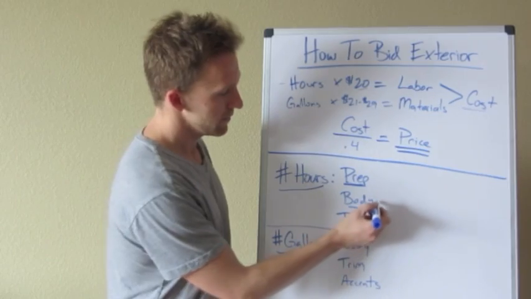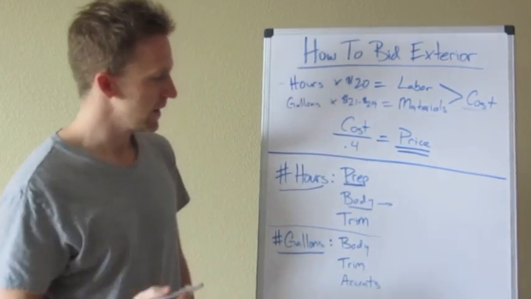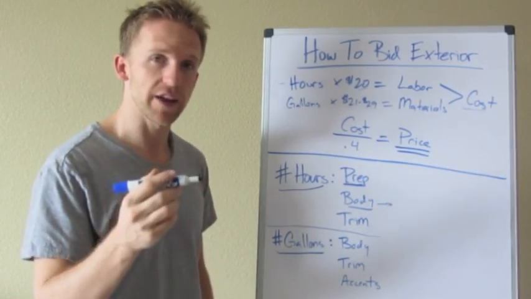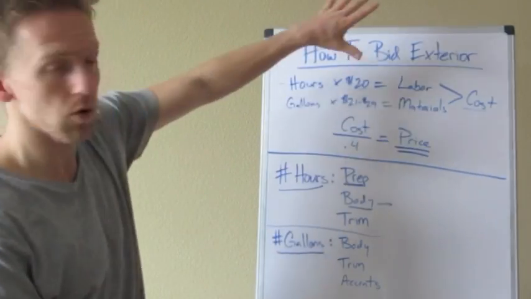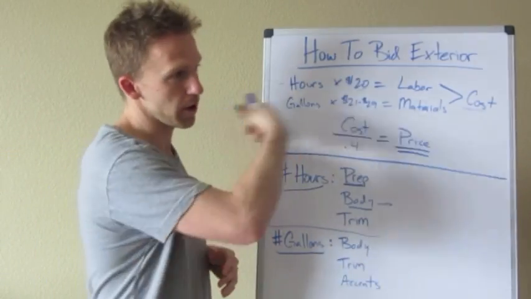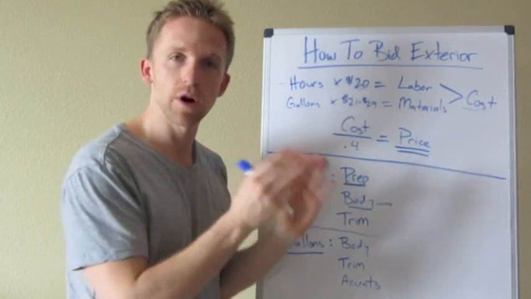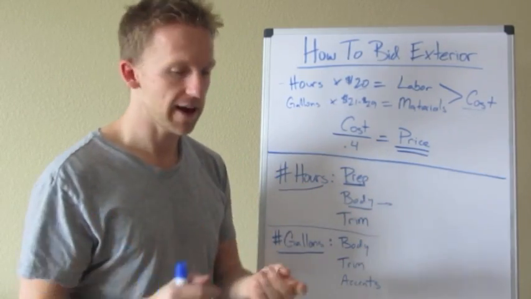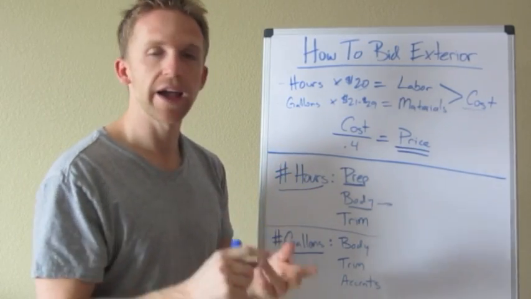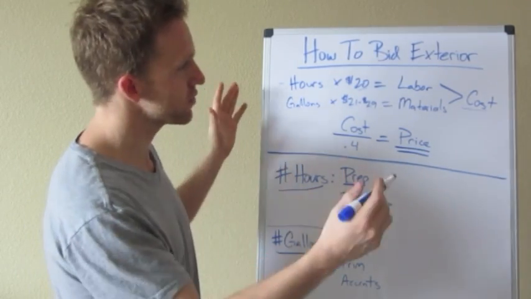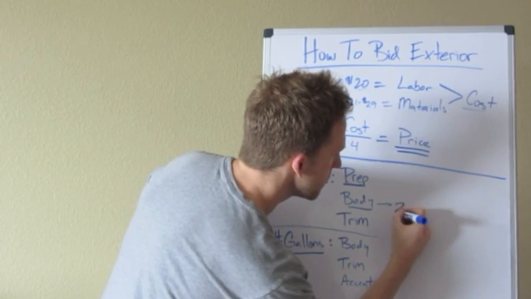Now the body. How do you come up with the hours for the body? That's 200 square feet per hour. That's assuming we're spraying the house. So we've got our whole house here, and we're spraying the paint on. We're going to estimate 200 square feet per hour. That includes the masking off of windows and brick and the roof, and it includes spray time. So 200 square feet per hour.